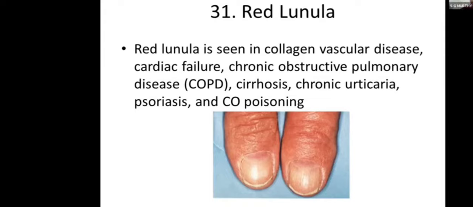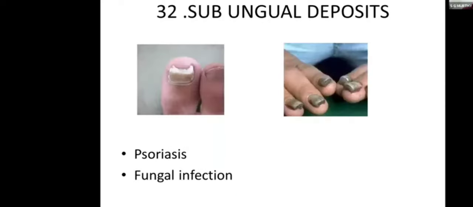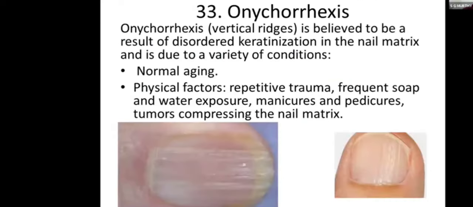You will have no time to look at that red lunula and diagnose carbon monoxide. Subungual deposits: deposits below the nail, more seen in psoriasis and fungal infection, and in patients like gardeners and those who do mud work, where deposits can be seen under the nail.